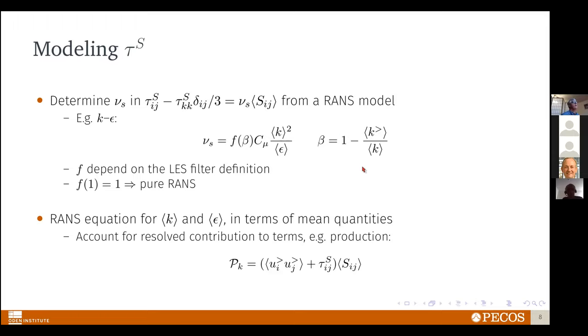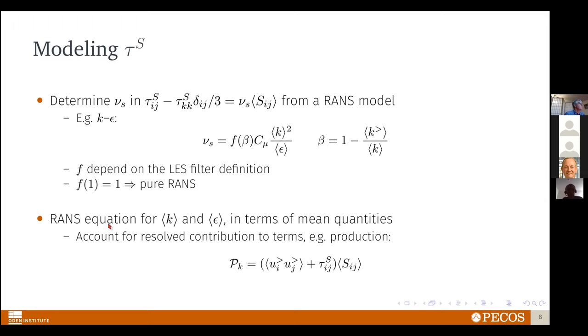This quantity beta is something that we might aspire to be able to compute in an LES: the expected value of the resolved energy divided by the total energy. So exactly how we formulate f in this context would depend on the filter definition. But f of one, which would essentially be the RANS result, would have to be equal to one.